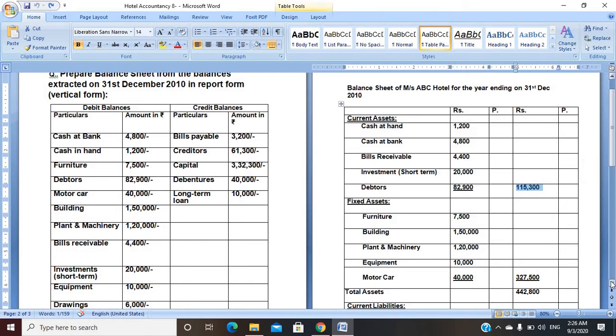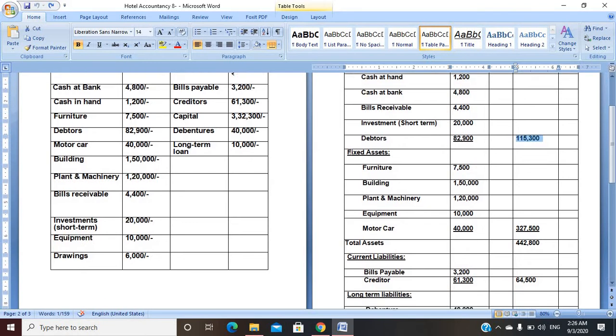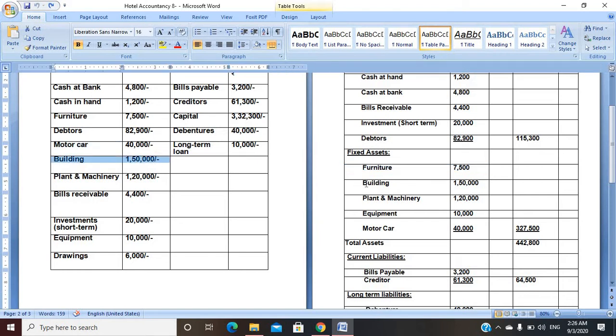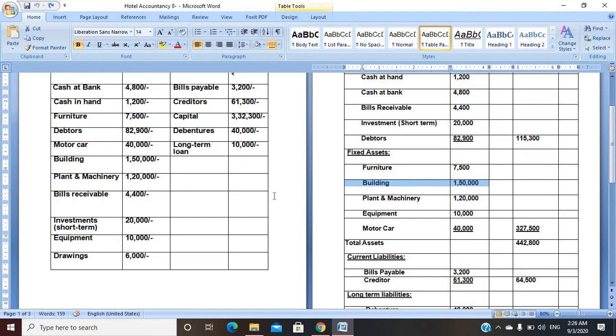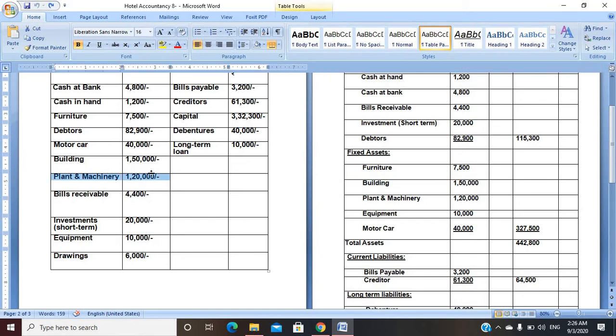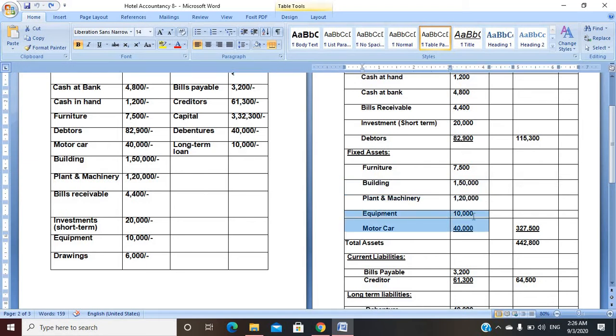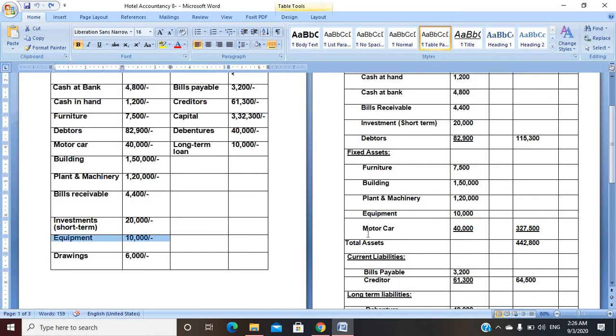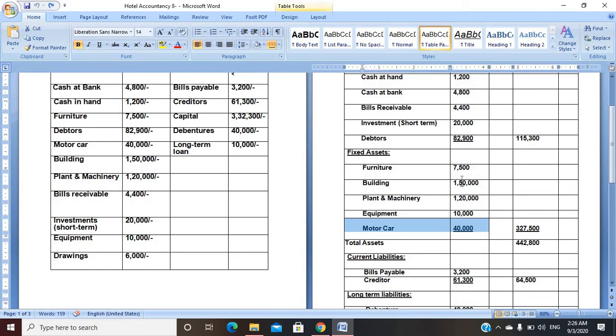Moving further, next heading I mentioned is fixed assets. What are the fixed assets? Furniture will be a fixed asset, 7500. I just mentioned 7500 here. Next is building, 1,50,000. Plant and machinery I purchased, 1,20,000. Equipment I purchased, 10,000 rupees. So equipment will come under fixed assets, 10,000. Motor car I purchased, 40,000. So 40,000 I mentioned here.